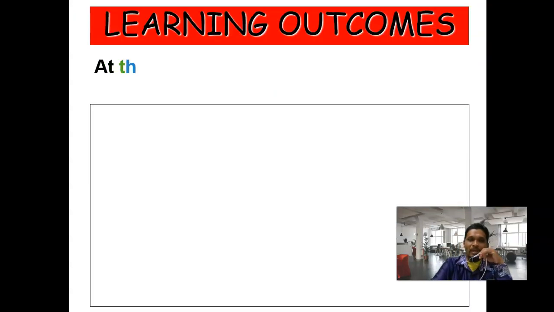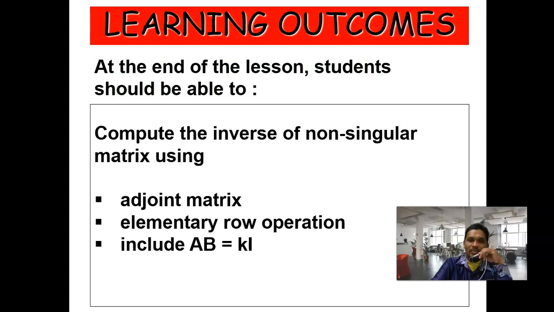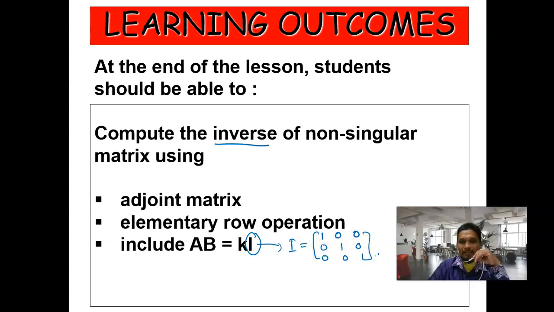Okay, so at the end of the lesson, students should be able to compute the inverse of non-singular matrices, using the adjoint method, elementary row operations, and including AB equal to KI. So this I represents the identity matrix for a 3 times 3 matrix: 1, 0, 0, 0, 1, 0, 0, 0, 1.